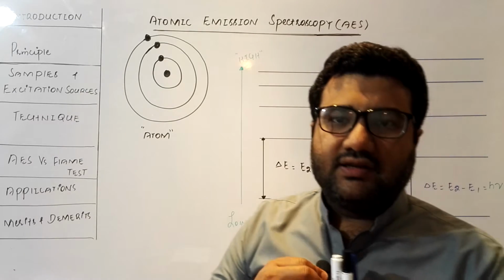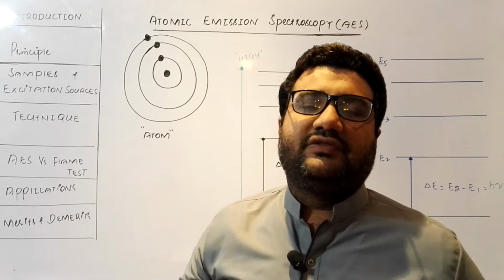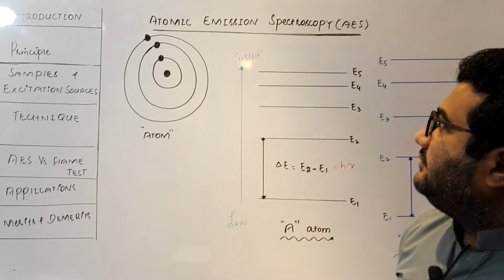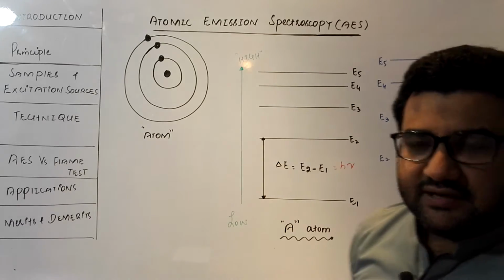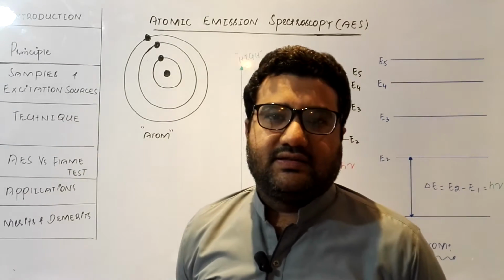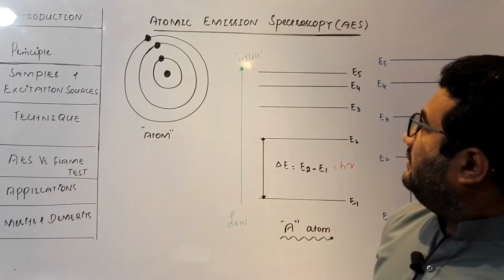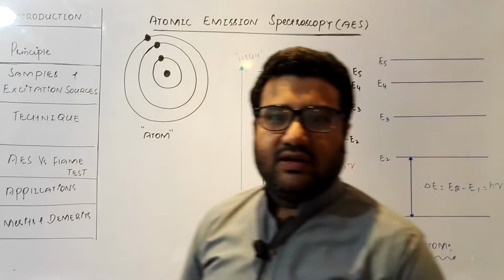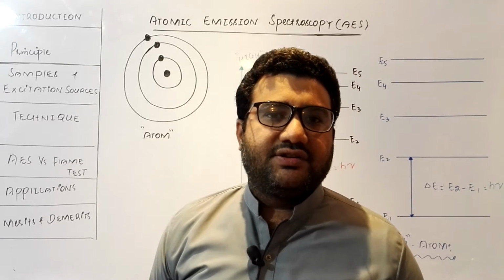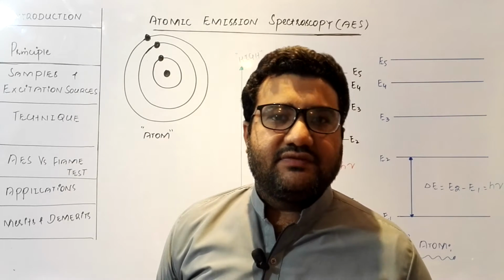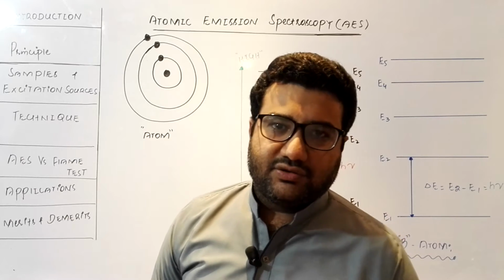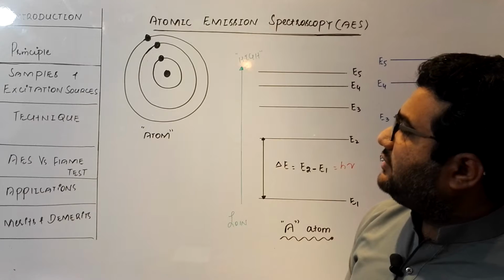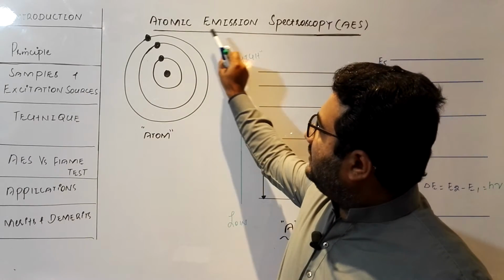And now let's start the next topic of analytical chemistry, that is atomic emission spectroscopy, which is abbreviated as AES. The word spectroscopy, you are now quite familiar with: the study of the interaction of electromagnetic radiation with matter is called spectroscopy. The two new words in this spectroscopy are atomic emission.